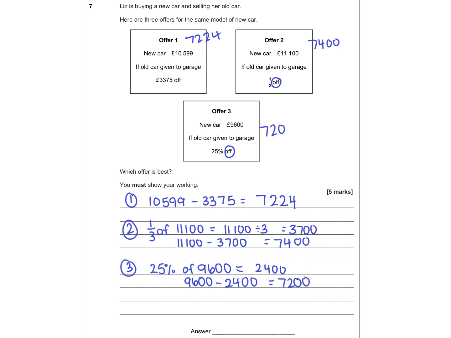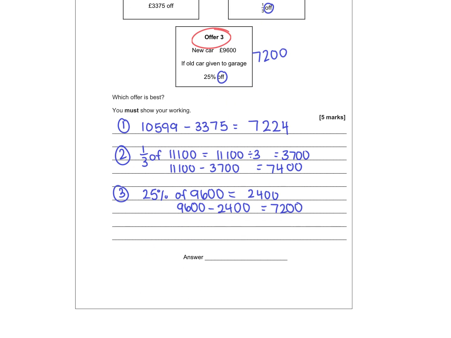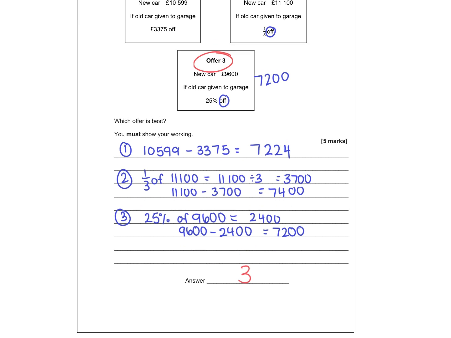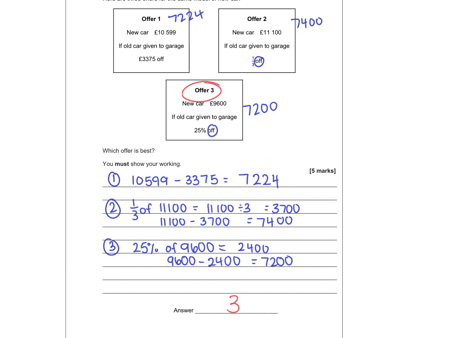So of those 3 prices there, which one is the best offer? And that is going to be offer 3. So which is her best offer? 3. Oh wait, I can do this. I figured something out. I can go like this, offer 3. There we go. Finally. It's only taken me like 4 years to figure that one out, but that's it.